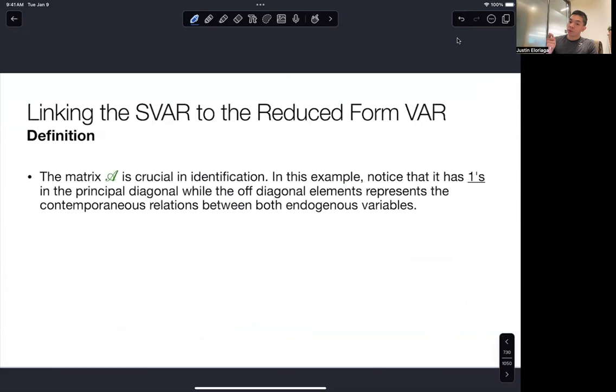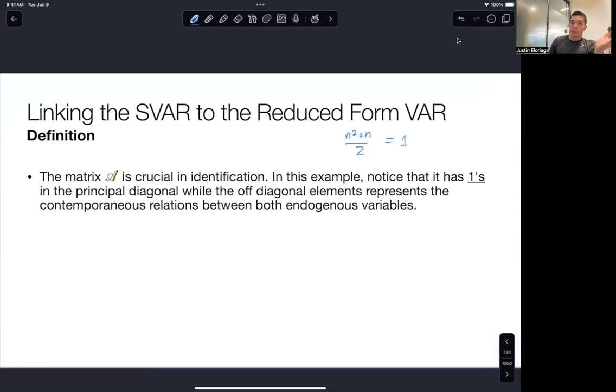Now, as I mentioned, if it's a two-variable system, we need to impose (n squared plus n) divided by 2 restrictions. This tells you the number of restrictions you need. We have two variables in the system, so we need one restriction. And where do we impose that restriction? In matrix A. That's why matrix A is crucial in the identification.